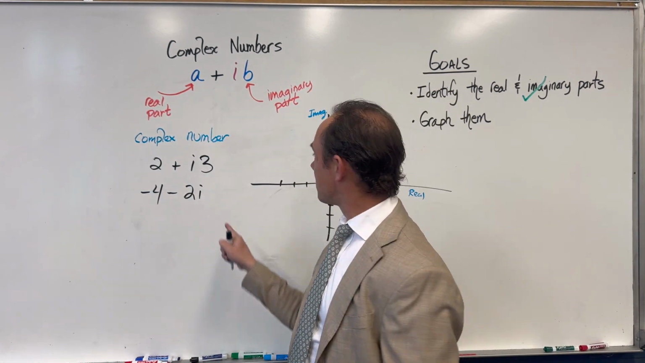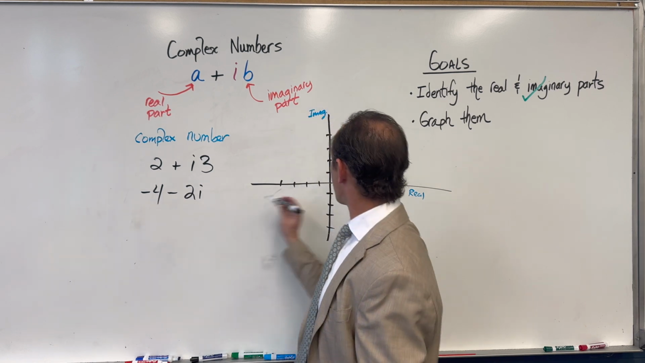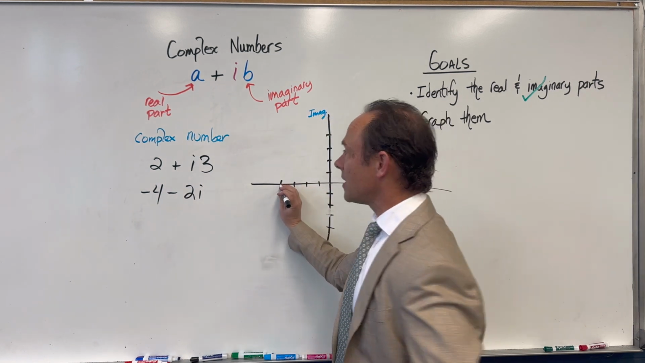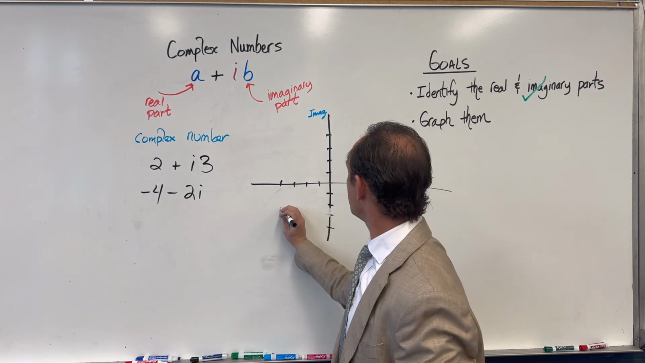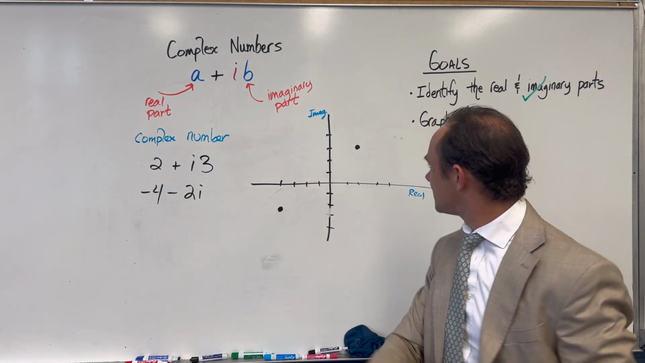All right, let's graph this one. This complex number. So I'm -4 on the real, so I'm going to go 1, 2, 3, 4. I got to go down 2, right, on the imaginary axis. 1, 2, and it's right there.